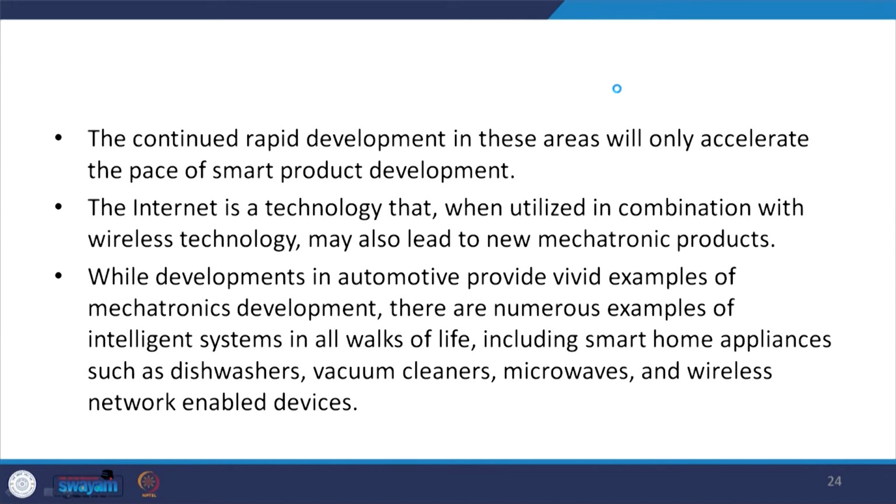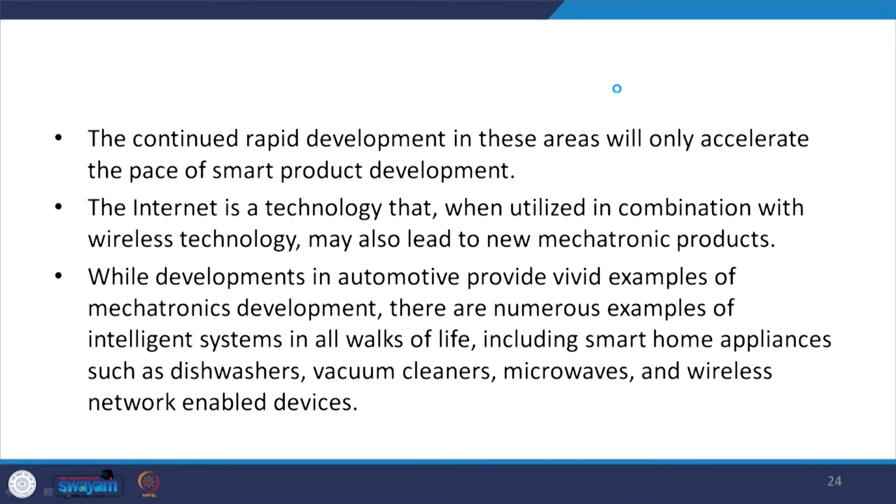The continued rapid development in these areas will only accelerate the pace of smart product development. As I said, the internet is a technology that, when utilized in combination with wireless technology, may also lead to new mechatronic products. And as I said earlier, the automobile sector has been one of the biggest sectors which patronized the development of mechatronic systems. So the automotive products will further fuel the growth of mechatronic development.